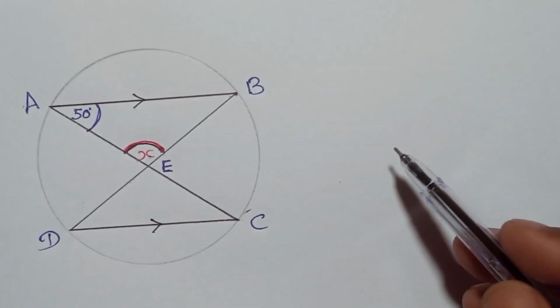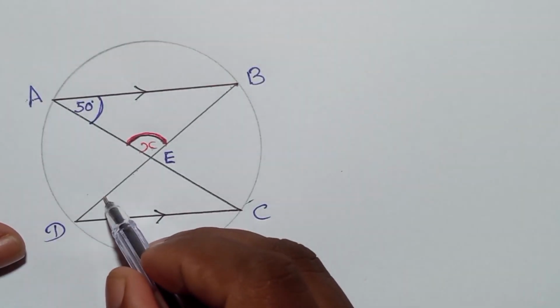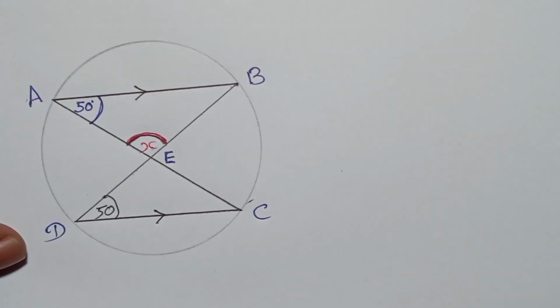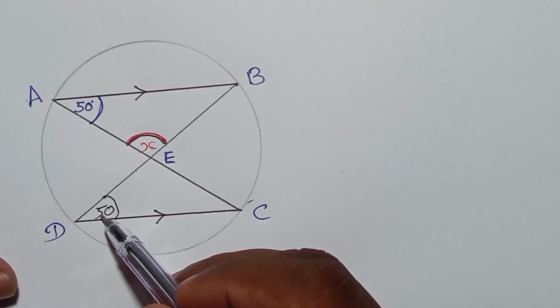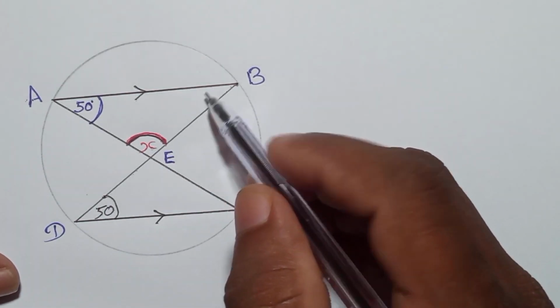So that means this angle is equal to this angle. You can mark it like that here, 50, right? Try to understand that. And then if you know this angle, you can tell this angle is also 50, because why?